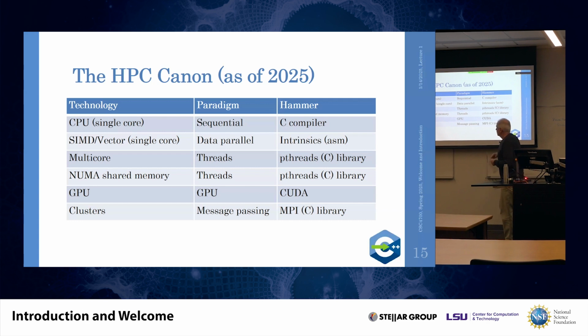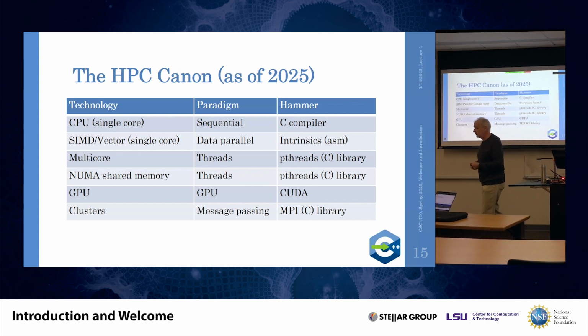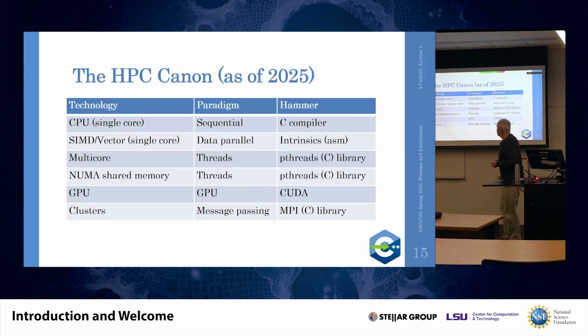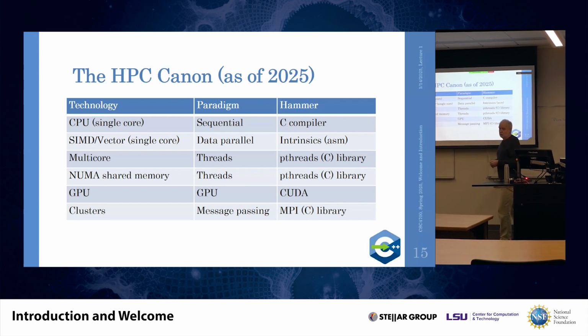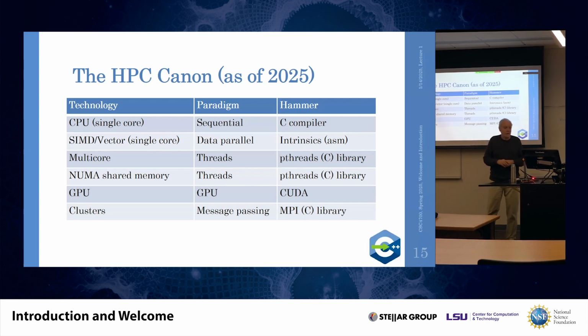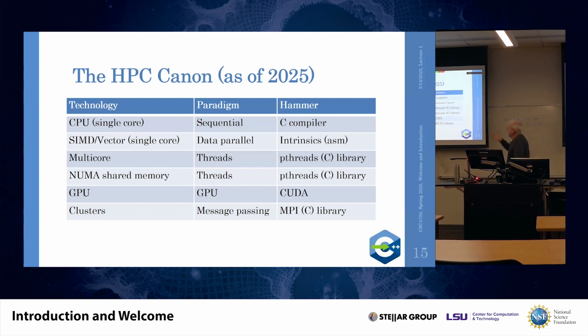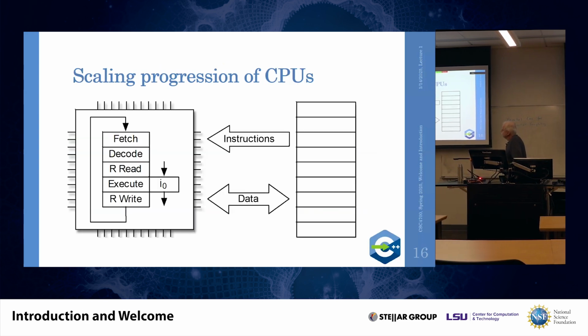And last but not least, for distributed computing, if you look at the widely used technologies today, you have to use something that is called MPI, which is an awful C library, but everybody's using it. So this is what the canon is. So let me give you an overview of where all that came from.